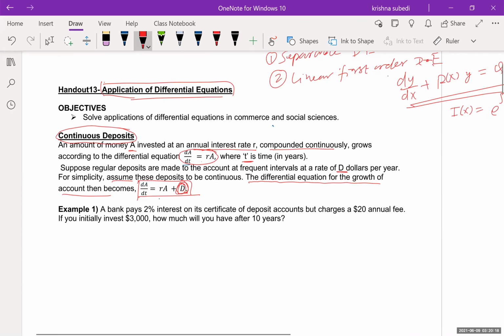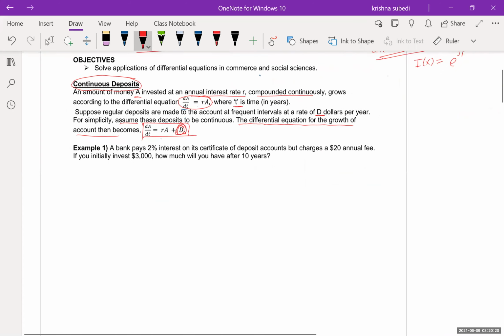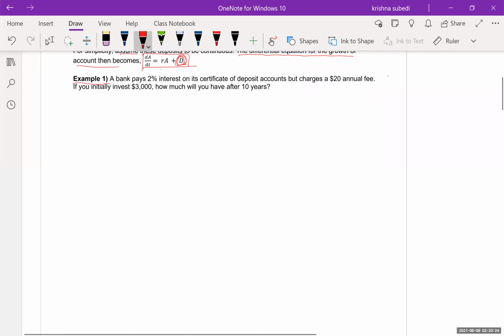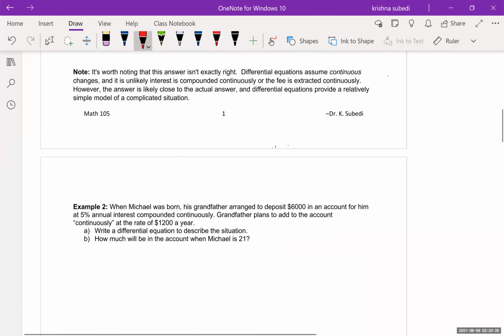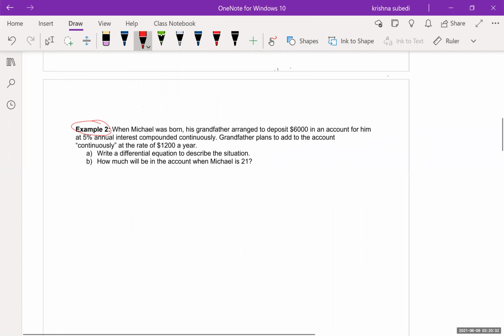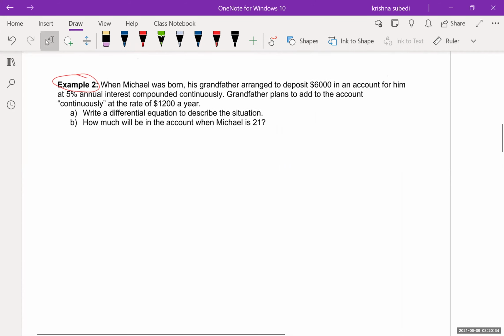All right, so with this concept, we can solve example 1 and 2. Example 1 is there and example 2 is here. So they are very similar. Maybe let's try example 2. Okay, and you will do example 1 on your own.